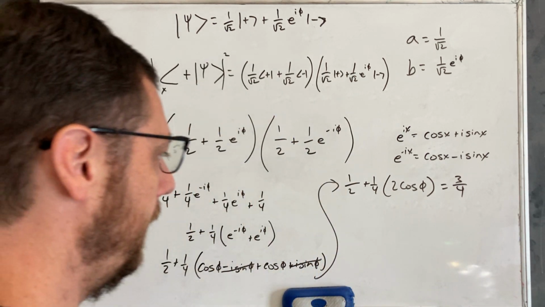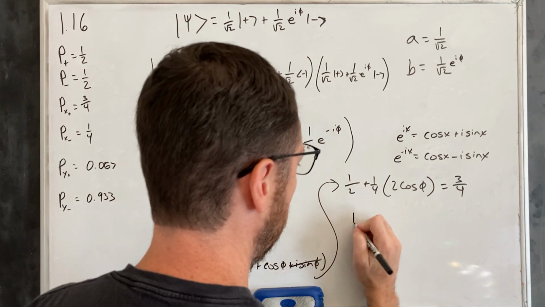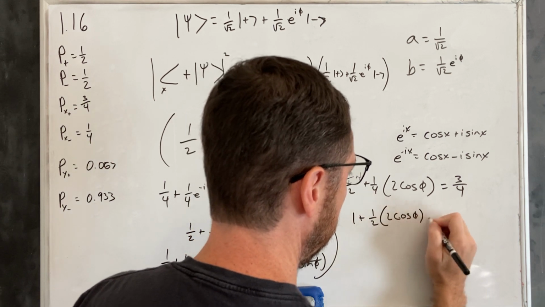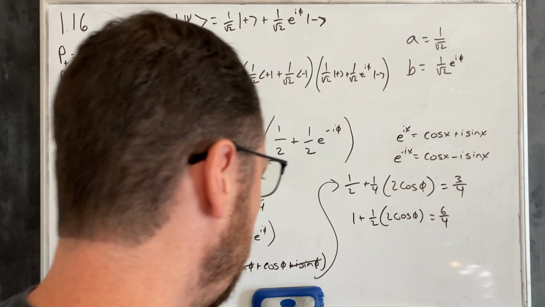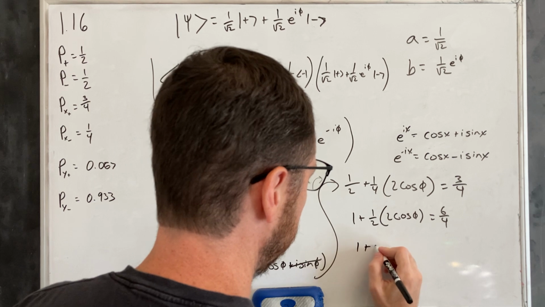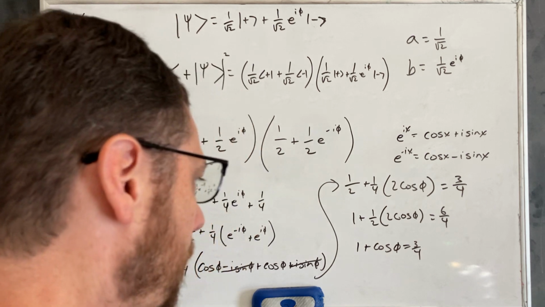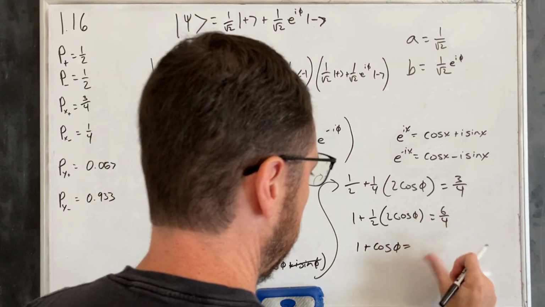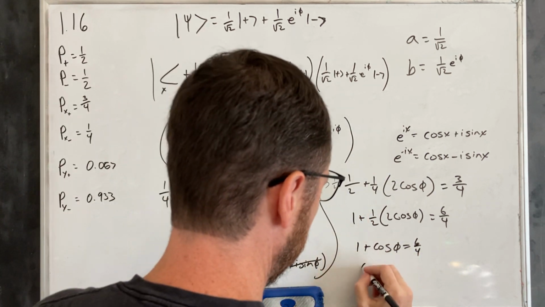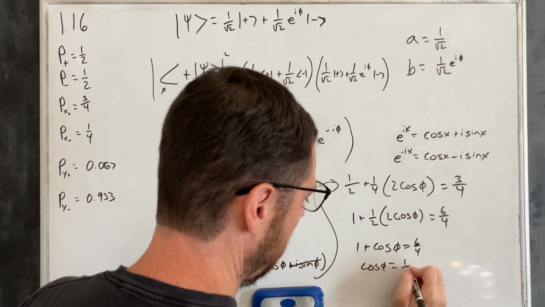All right, so let's go ahead and simplify this out a little bit. Okay, let's multiply everything by 2. So then we have 1 plus 1/2, 2 cosine phi plus 6/4. And then we will go ahead and pull out that 2. So then that's going to be 1 plus cosine phi equals, not 3/4, 6/4. Okay, and then we'll subtract 1 from both sides. So cosine phi equals 6/4 minus 4/4, which is 2/4 or 1/2.